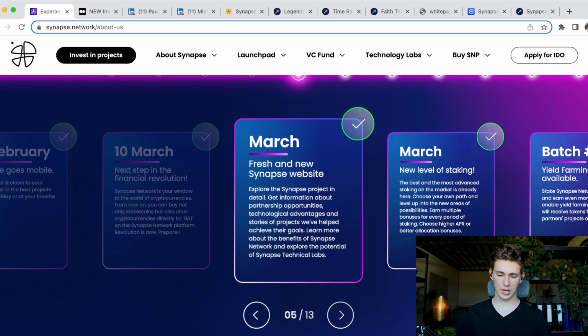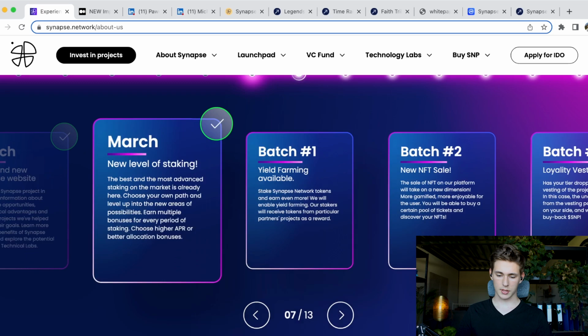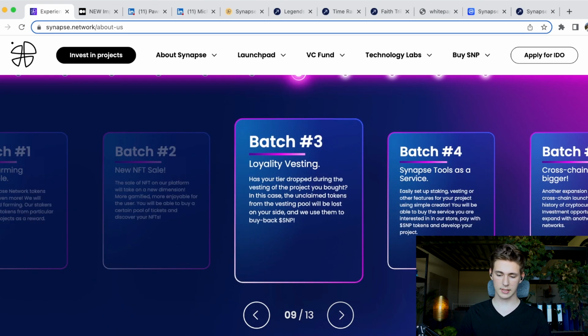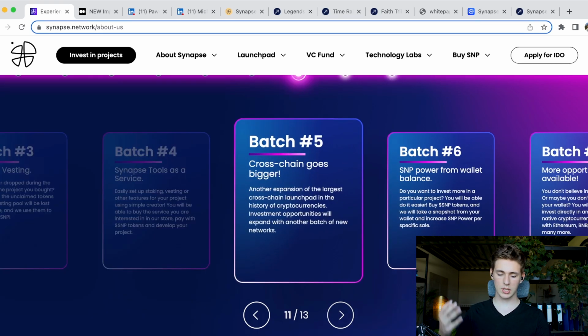Over here, fresh and new Synapse website. New leveling for the staking, yield farming is available, the NFT sale, the loyalty vesting, Synapse tools as a service, cross-chain goes bigger. So you can see that every step of the way, they introduce new utility, they introduce new updates, and they move along. What I do like about this is that you can tell that the team is constantly working on the project and that their pace is actually quite high. Now, this is very good.